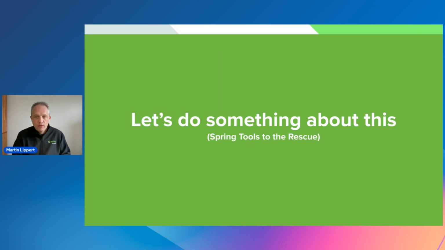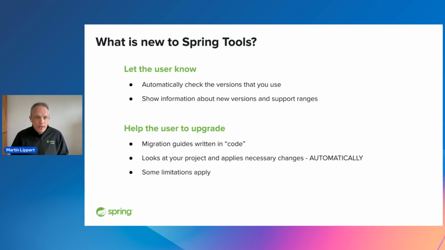Let's help you along this process. Let's make it easier for you to upgrade to new Spring Boot versions and to actually know about new Spring Boot versions in the first place. So what do we do? We first automatically check the version of the project that you have in your workspace. And we compare that to the latest versions that are around and give you this information right away in the tooling, right? So whenever you work on your Spring project inside of the workspace, you will see your version and what the latest versions are. And is this still supported? What's the latest version? How can I move to that?